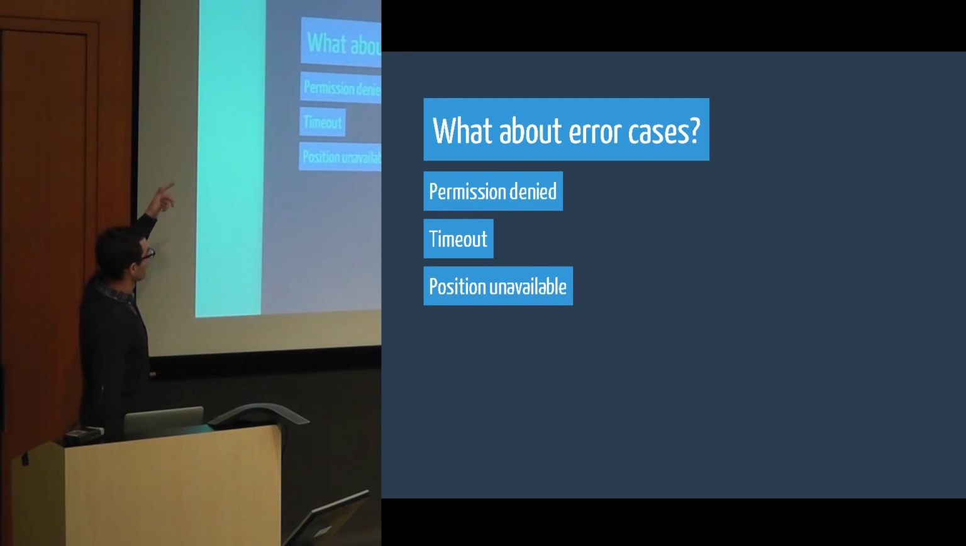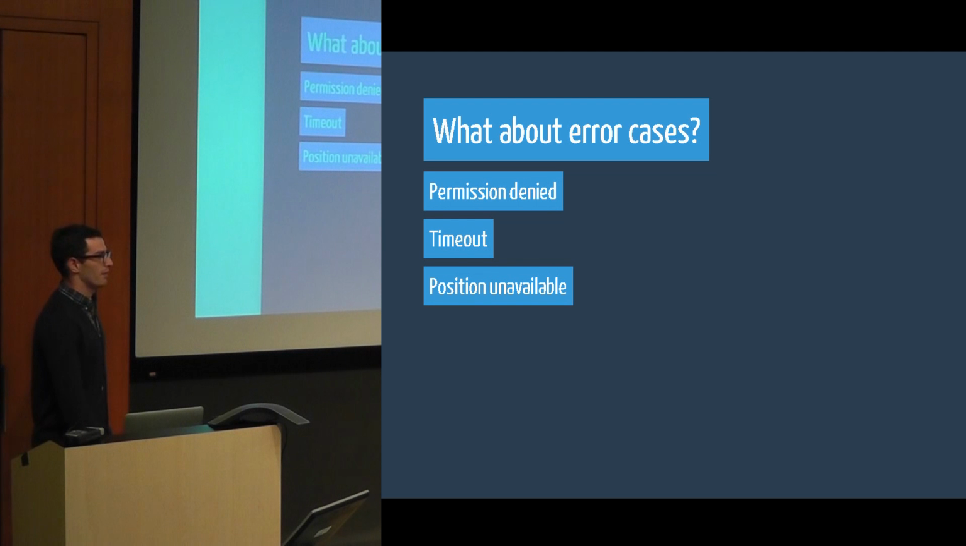Number 1 is self-explanatory, permission denied. That just means the user has said, nope, I do not want you to see my location. And as good developers, we should create an experience that lets them use that product in the best possible way without having that location information.